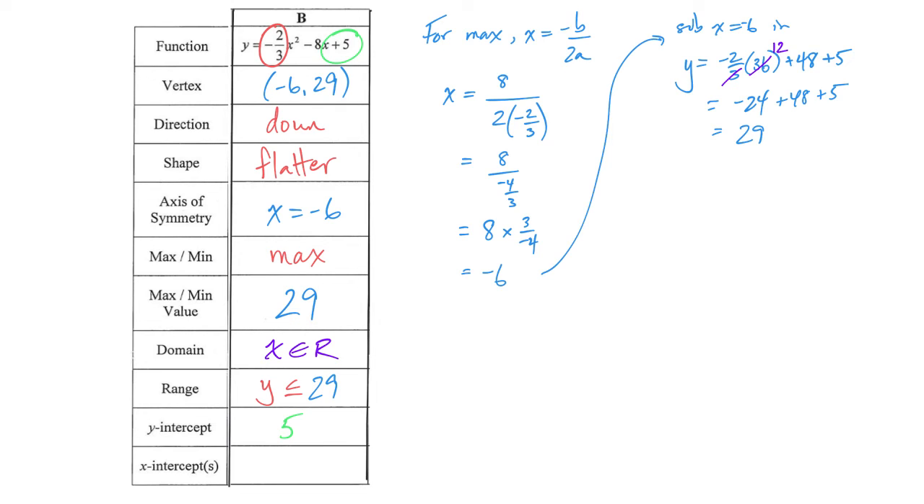Okay, I'm going to do a quick consideration. Right now, I know my graph has a vertex that's above the x-axis because the y-coordinate is 29, and it's opening down. I know that we're going to cross that x-axis, so I'm going to spend time to find my x-intercepts. To find my x-intercept, that means my y value is 0.